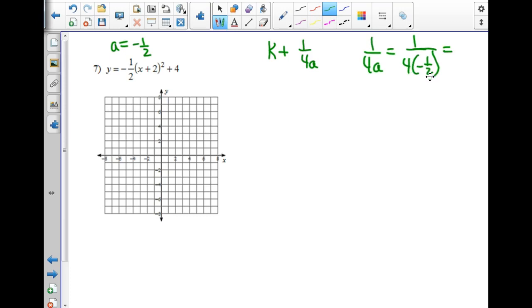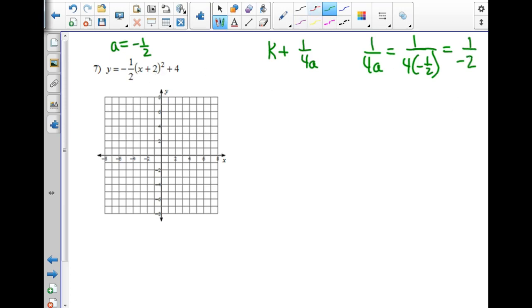Okay, so figure out, and if you need to use a calculator, I don't care, but you should be able to multiply 4 times -1/2 in your head. All that means is half of 4 and sign change. So this should be 1 over -2, which is the same as -1/2. All right, so right now we got it. We got the 1 over 4a is -1/2.